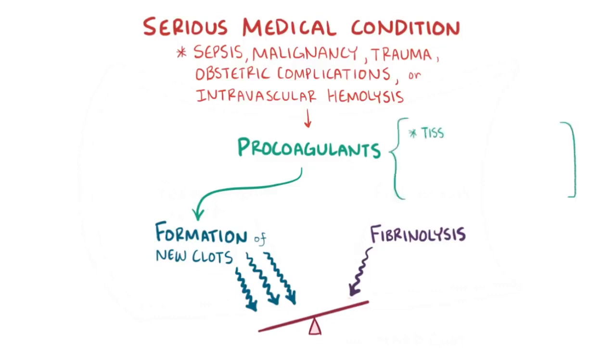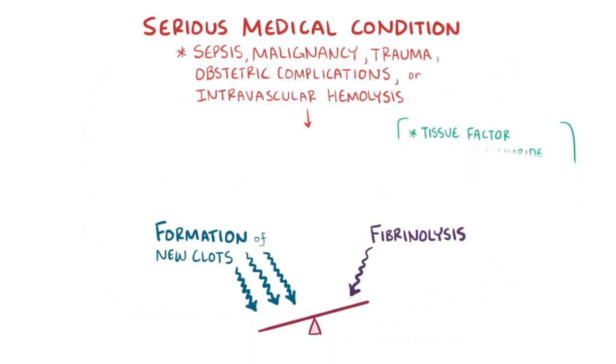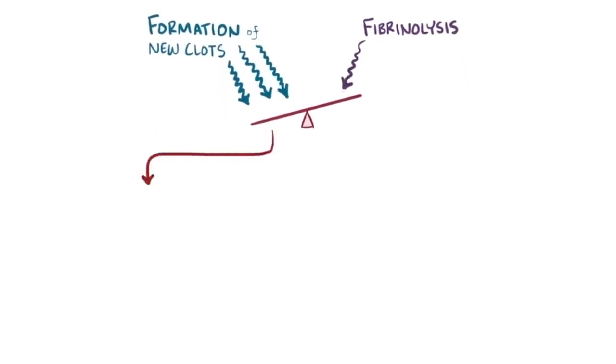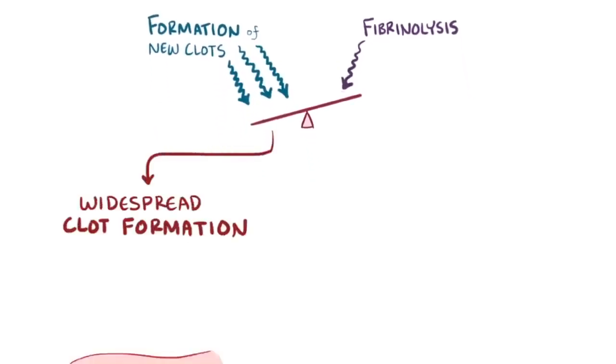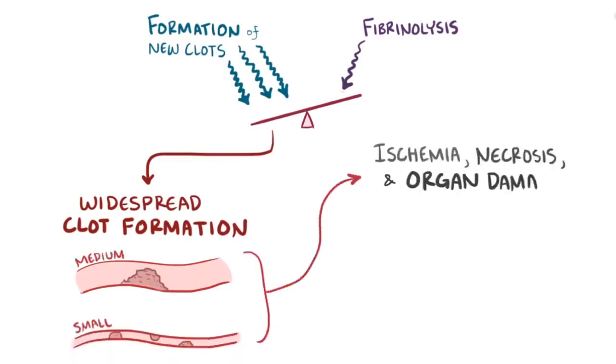Procoagulants could be proteins, like tissue factor, or bacterial components, like lipopolysaccharide. Or it could even be the presence of enzymes that help to proteolytically cleave and activate clotting factors. Whatever the cause is, in response, the coagulation pathway goes into overdrive, resulting in widespread clot formation, which plugs up medium and small blood vessels, which leads to ischemia, necrosis, and eventually organ damage.